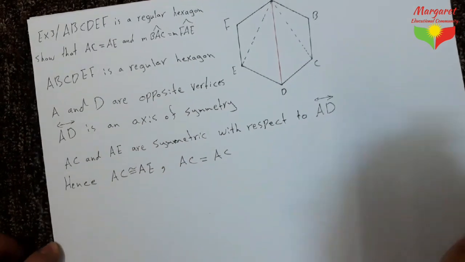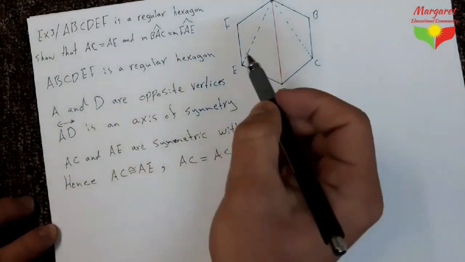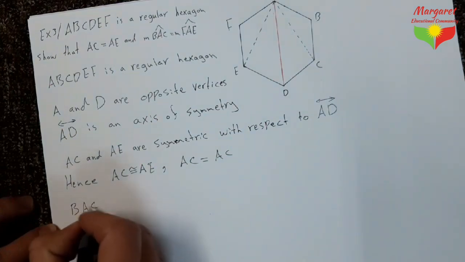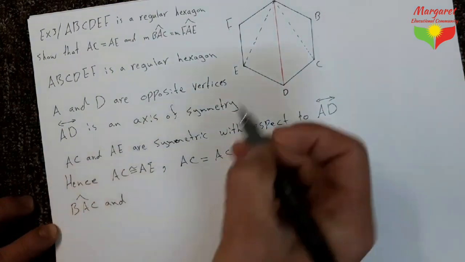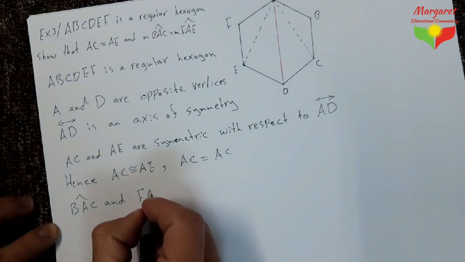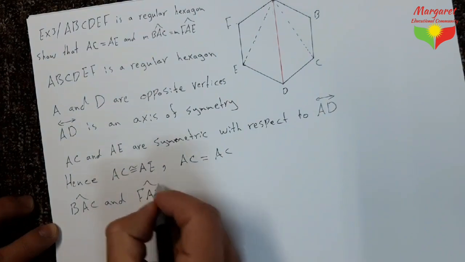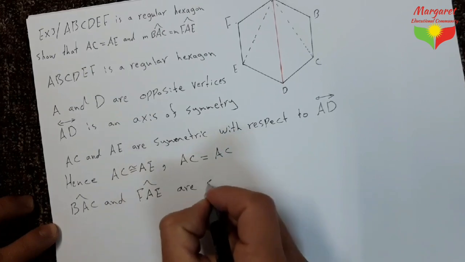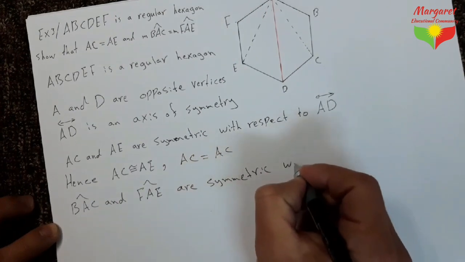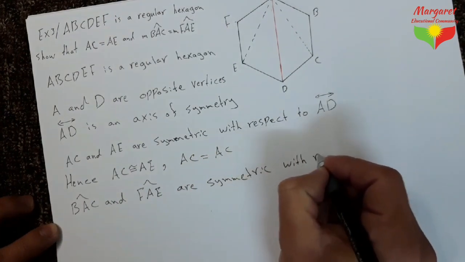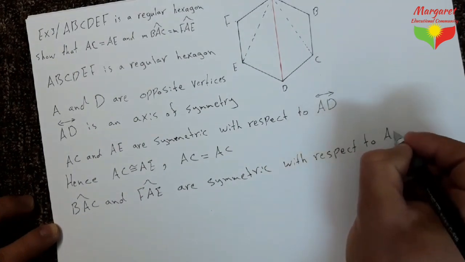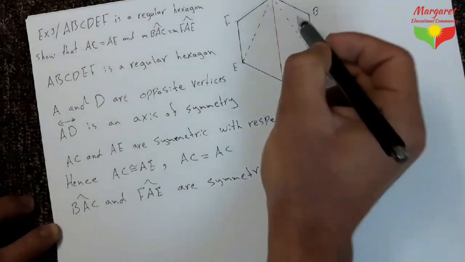And angle BAC and angle FAE are symmetric with respect to AD.